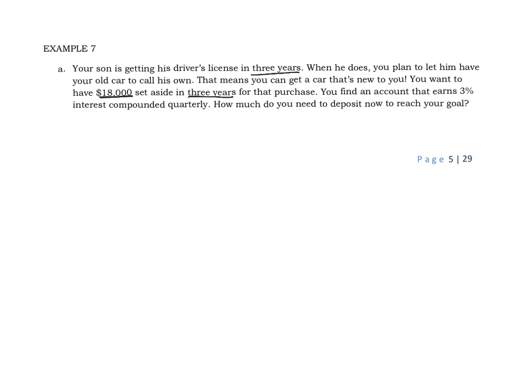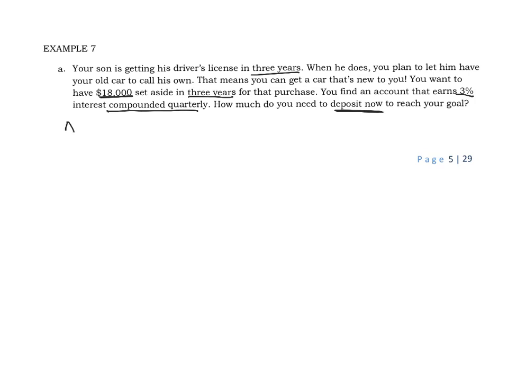You find an account that earns 3% interest compounded quarterly. How much do you need to deposit now to reach your goal? So we're making one deposit now that earns interest quarterly, and we want to eventually have $18,000. So that sounds like our compound interest formula.